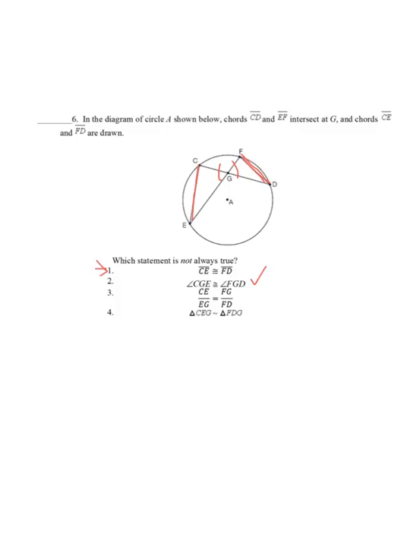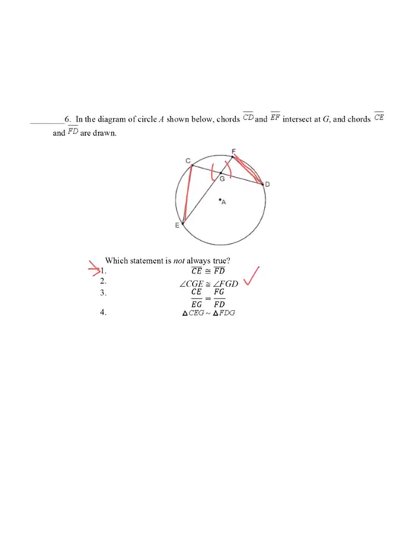Okay, I meant to write this as a proportion, and I did not write it correctly for it to be eliminated. So I'm going to write it correctly, and you can fix this in your review packet. On the test, it will be all correct. You're not going to have to do anything to change it. So really what I wanted to say is CE over EG is proportional to FD over DG.